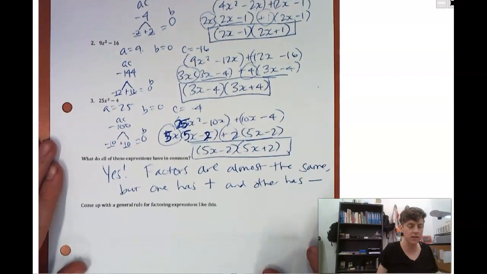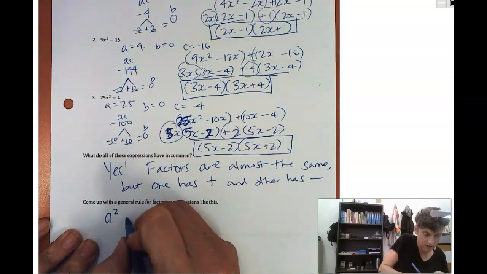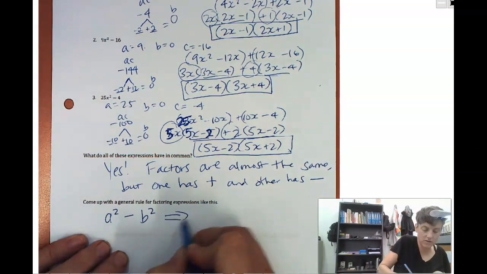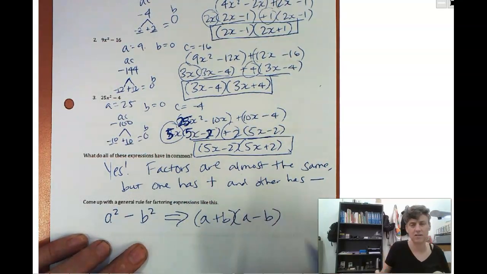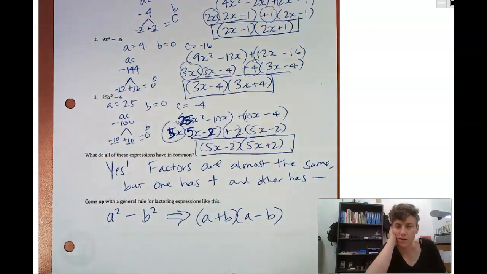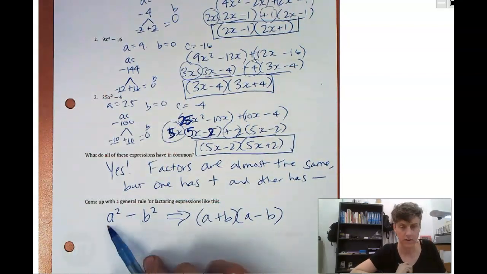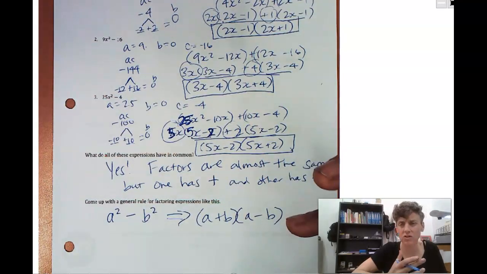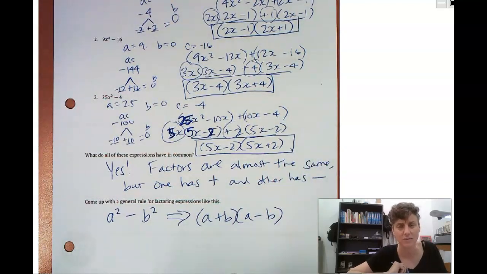A general rule: if you have something squared minus something else squared, that will always factor to a plus b times a minus b. You can remember that shortcut forever. You never need to do an ACB tree if you have a difference, meaning subtraction, of squares. Woohoo! I love shortcuts. That's what math magicians do. We do as little work as possible. We're as efficient as we possibly can be.